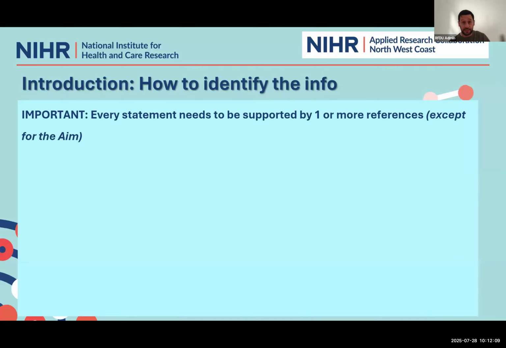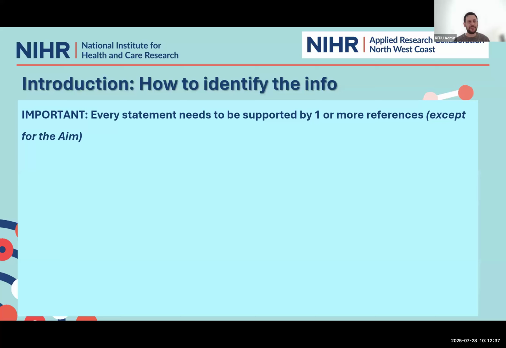How do we identify the info regarding the different elements? The first thing I want to say is that there is a rule. Anything we write about the prevalence, the impact on individuals, the economic impact needs to be supported by one or more references. Of course, there are some sentences which will sound very trivial, like people with Parkinson's disease will be affected by physical and mental health repercussions.